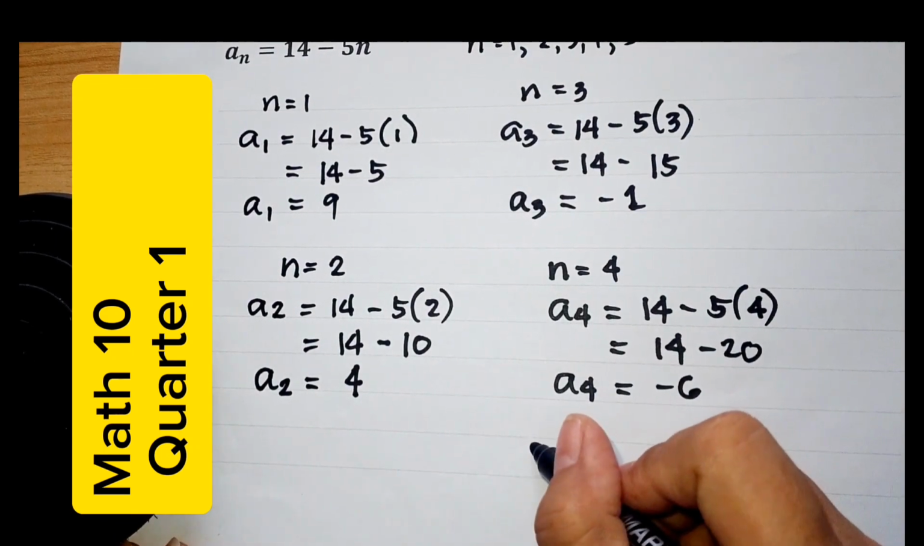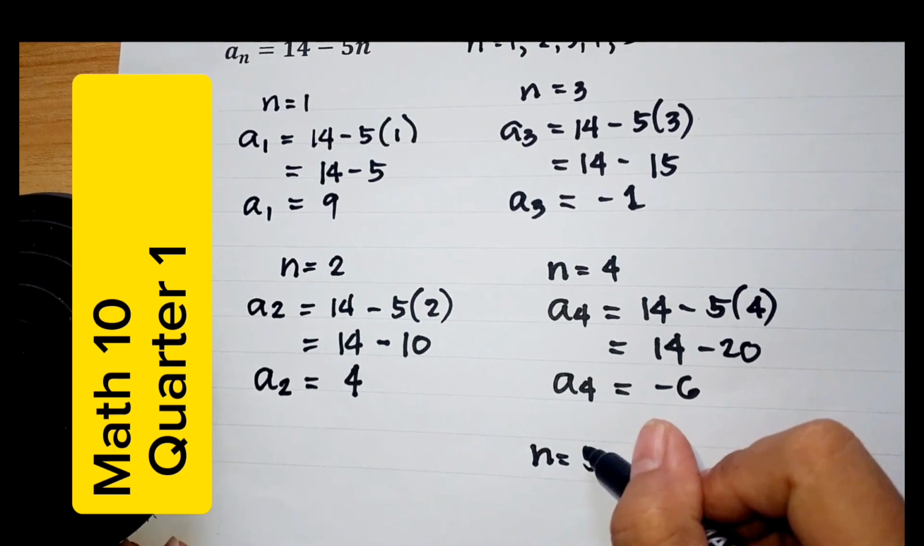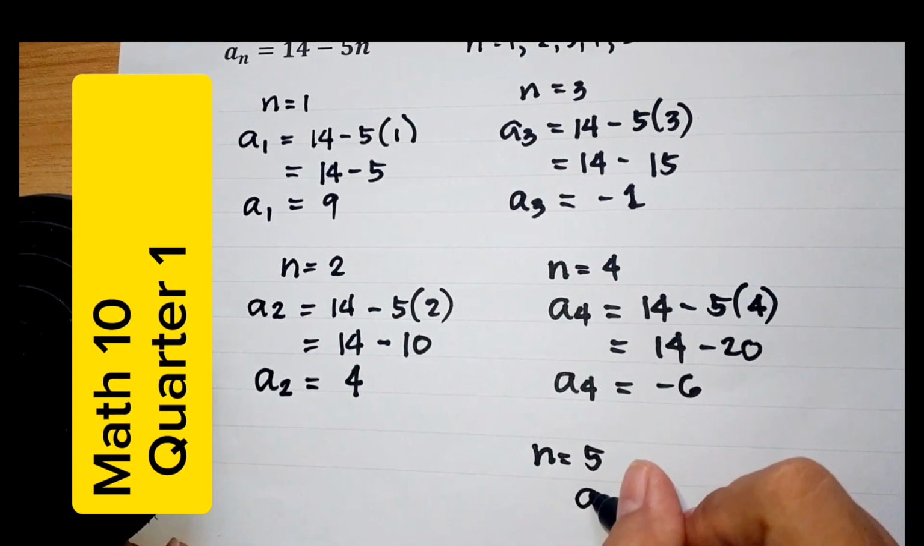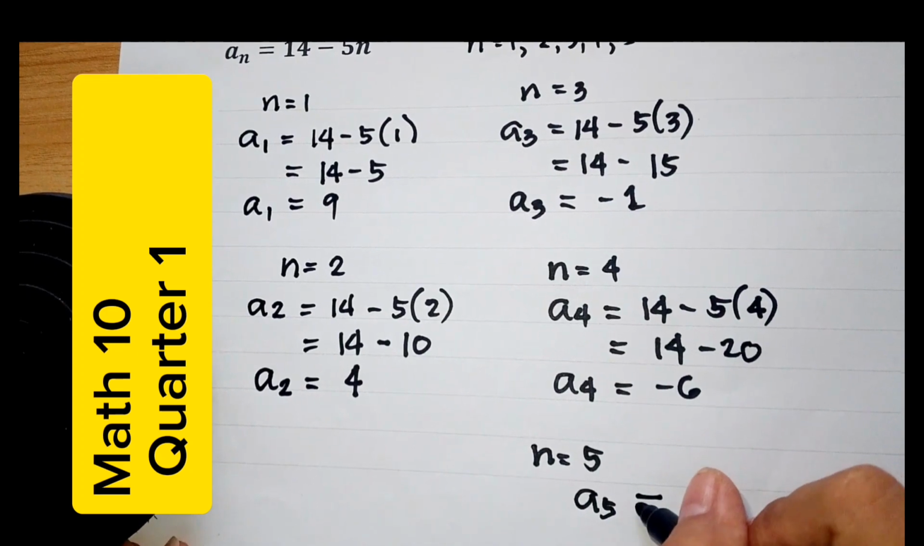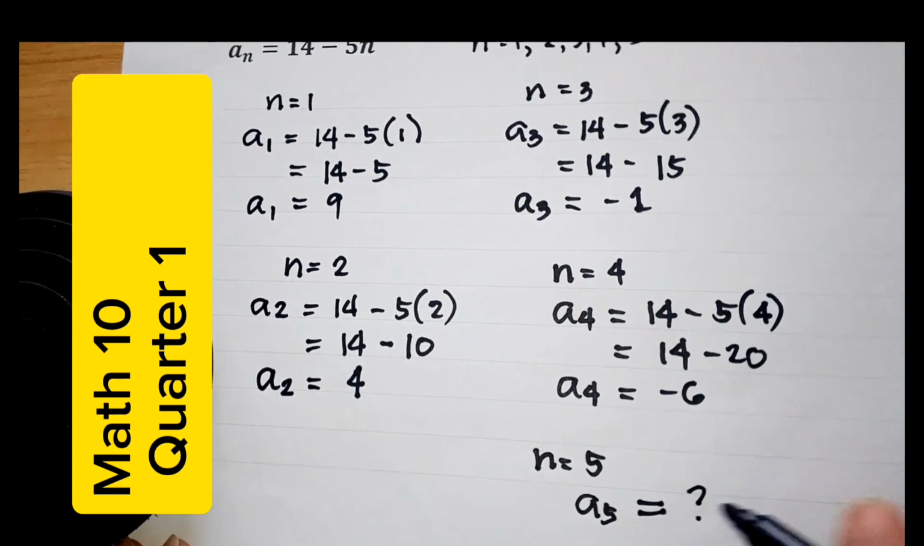For n is equal to 5, what is a sub 5? So, I'm leaving that question to you.